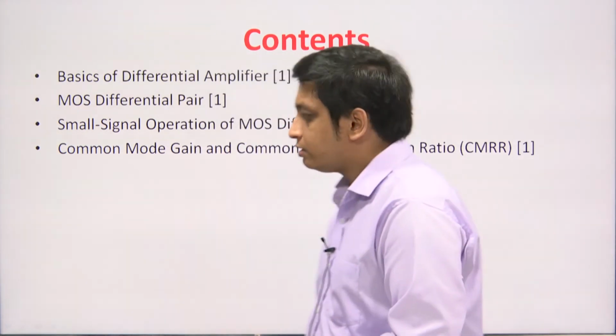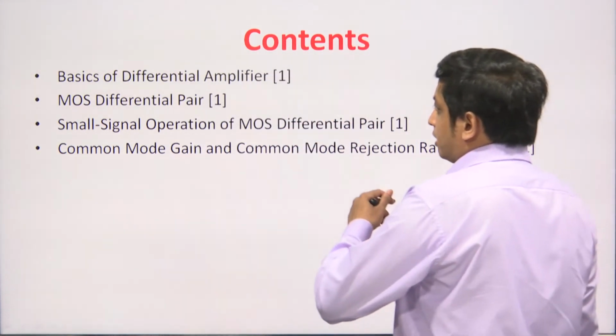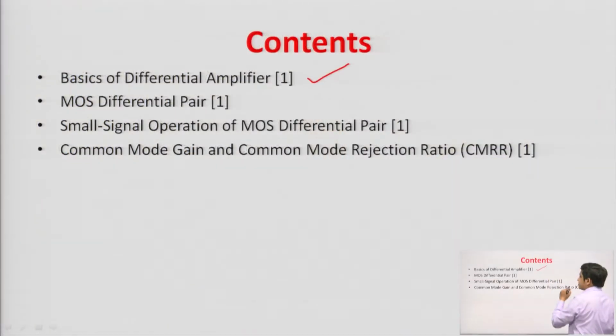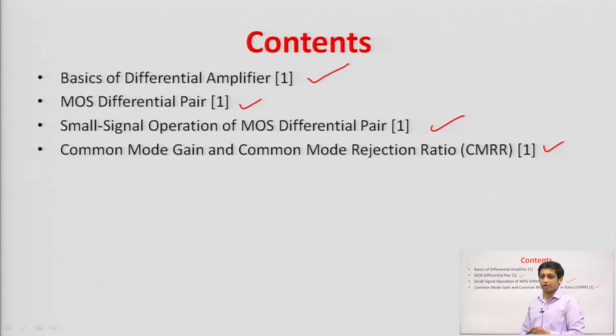Hello everyone, this is lecture 22 of the subject analog circuits. In this class I am going to discuss differential amplifier. Contents are, firstly I will discuss the basics of differential amplifier, and after that MOS differential pair, then small signal operation of MOS differential pair, and common mode gain and common mode rejection ratio for differential amplifier.